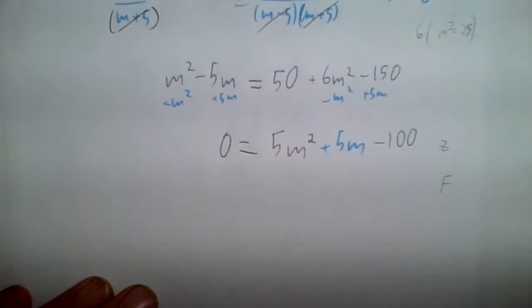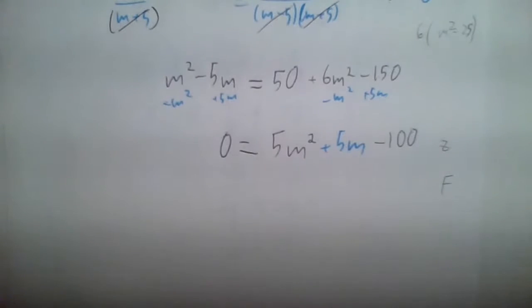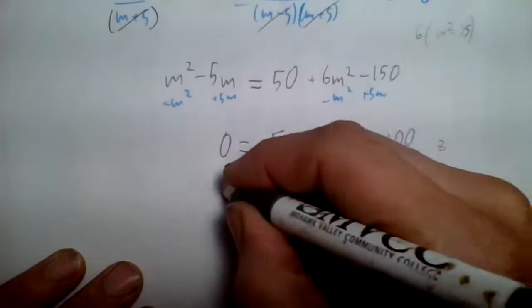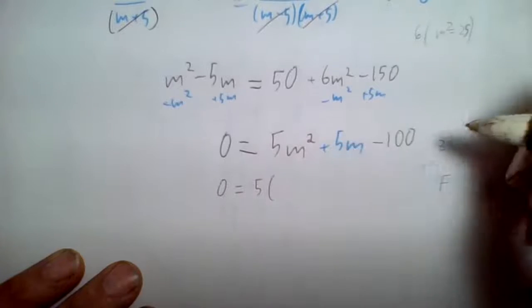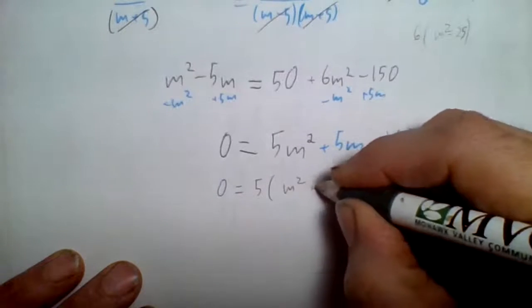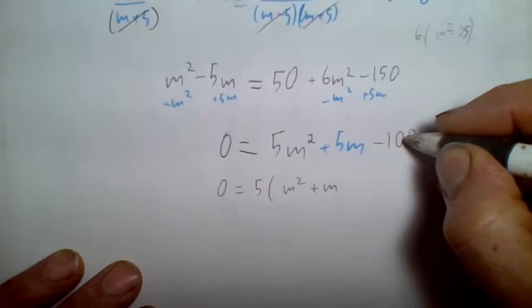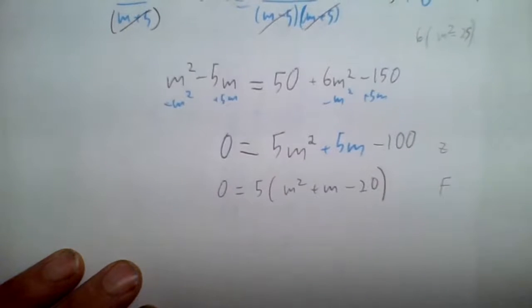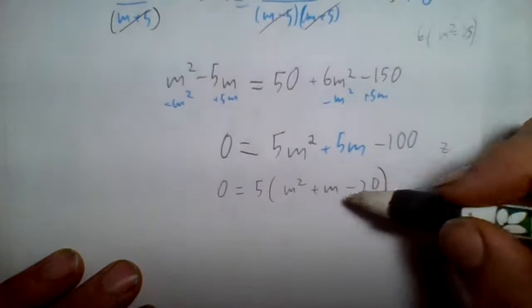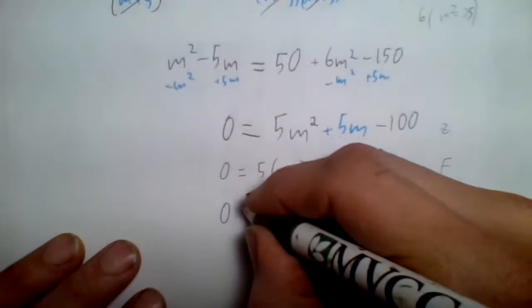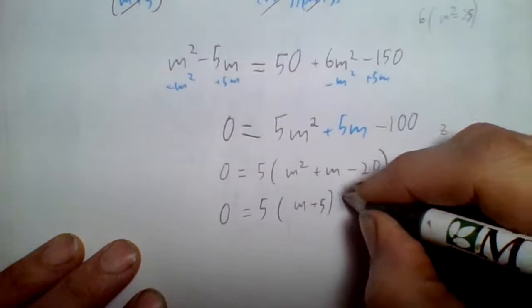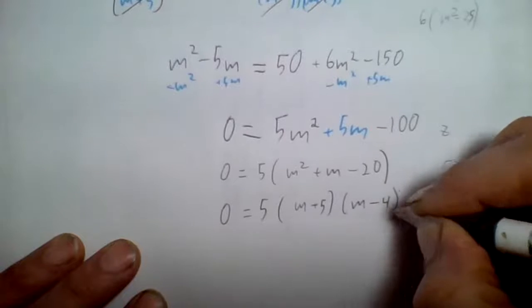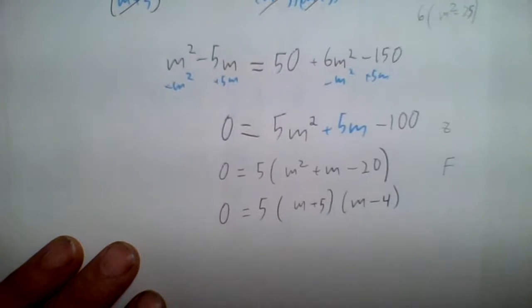Now I want to factor. It's a 3-term factoring problem, but it's got a common factor, a GCF, to pull out first. So a couple of steps in factoring, but I want to get the 5 out of the way because my GCF is 5. So factor out the 5. 100 divided by 5 is 20, negative 20 I have there. Still can factor this. Now this is 3-term factoring, but it has pretty simple factors. So I got m plus 5 and m minus 4 as my completely factored form.